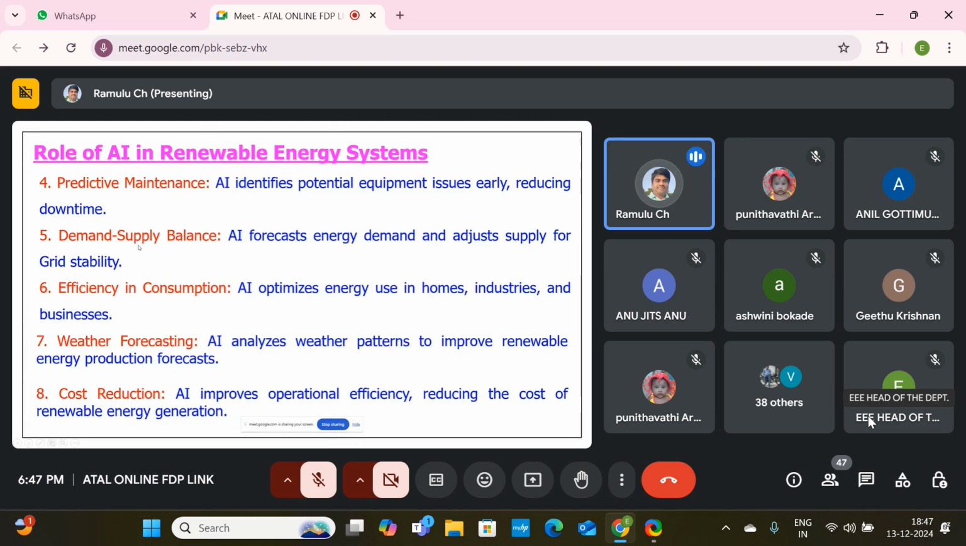Now coming to the demand and supply balance, according to the customer, like the customer and the source and the load demand kind of things.